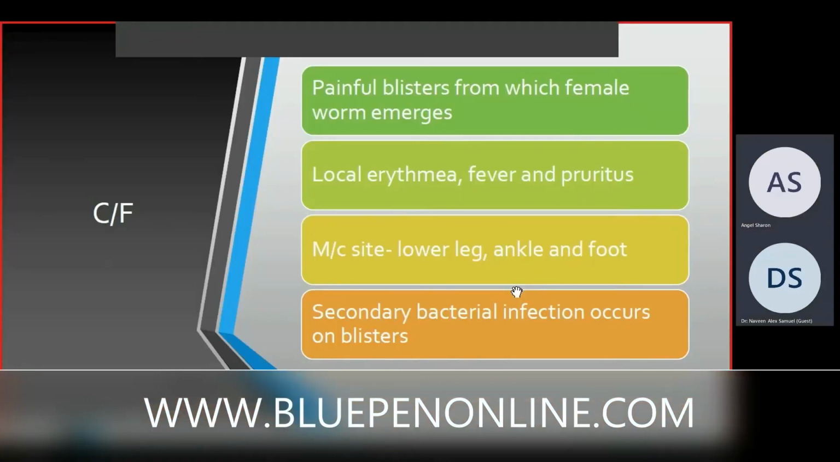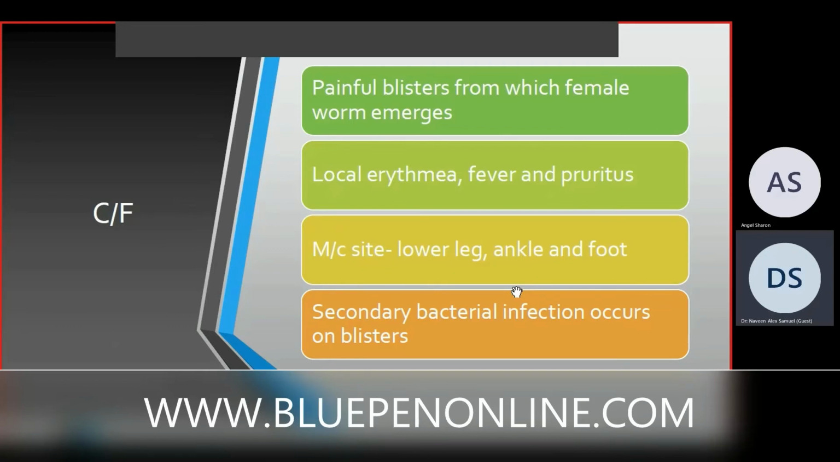Now sir, we come to the clinical features. Clinical features are painful blisters from which the female worm emerges. Local, that's what I told you. The blisters are formed, and from there the female worm emerges and releases the larva. And once the female worm comes to the skin, there will be local erythema around the blisters.